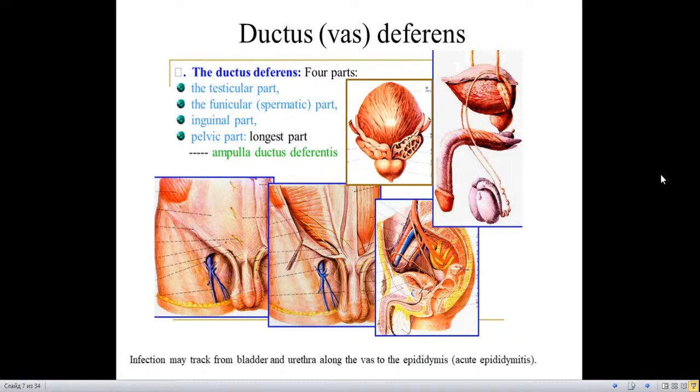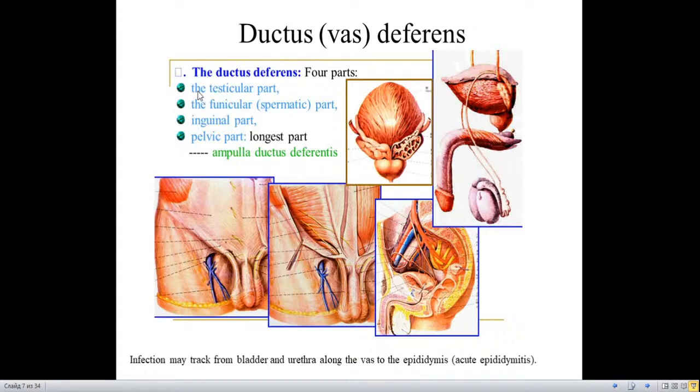So after epididymis, sperm goes through ductus or vas deferens. It is a very long tube. Look at this picture. You see it starts from the tail of epididymis and then it goes up and terminates behind the bladder. Now we will consider its topography in more detail.